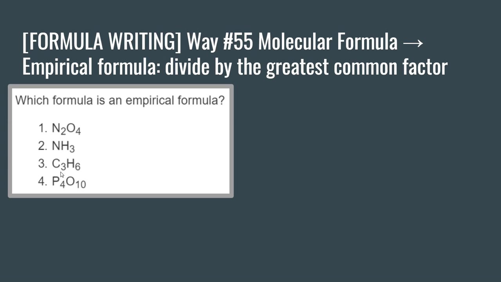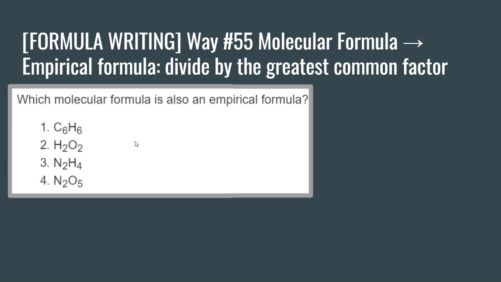Notice that the ratio of 3 to 6 can be reduced from 1 to 2, and so can this. The greatest common factor of 4 is 2. We can reduce this if it were a fraction of 4 to 10 to 2 to 5. So when you think of the empirical formula, think of the subscripts as a ratio or a fraction and see if that fraction can be reduced. If it can't be reduced, it's an empirical formula. If it can be, it's a molecular formula.